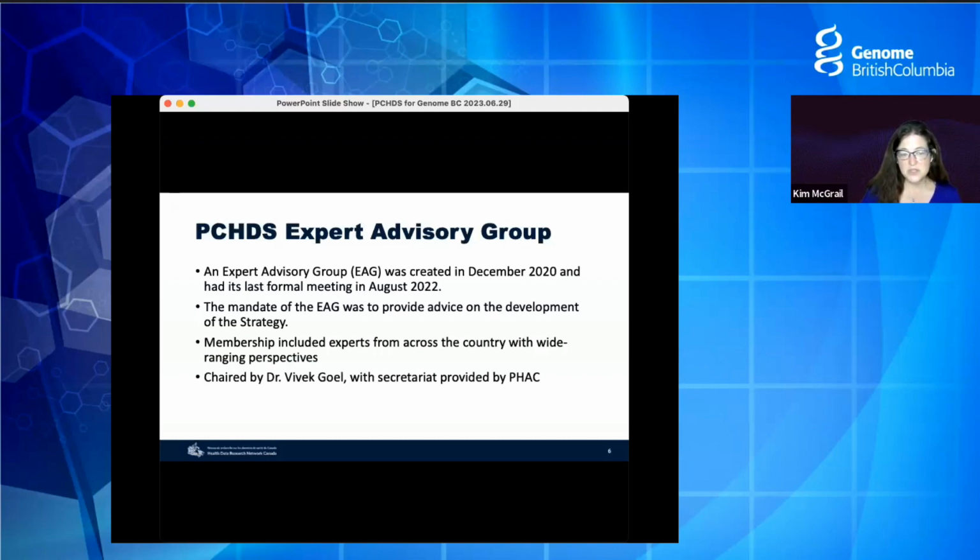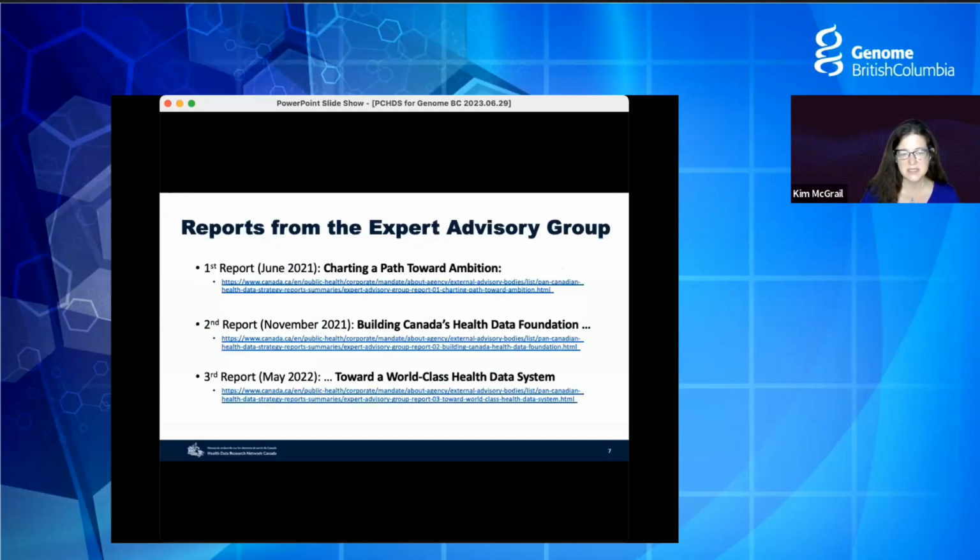The expert advisory group was chaired by Dr. Vivek Goel, who is a public health physician and also has had lots of senior leadership roles, including at the University of Toronto and now as president of the University of Waterloo. So he was really quite an impressive chair for all of this, still remains very, very committed and active in trying to advance what we put forward to the expert advisory group, and all of us were supported by an excellent secretariat that was located at the Public Health Agency.